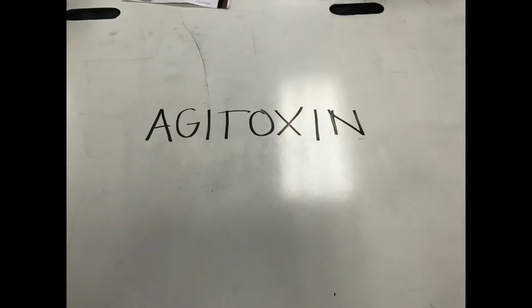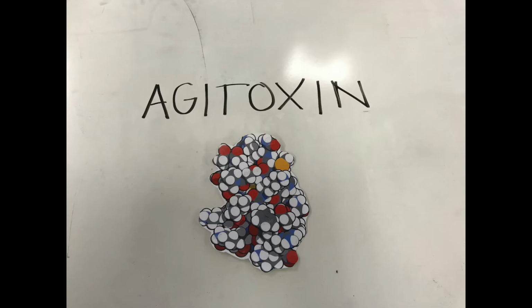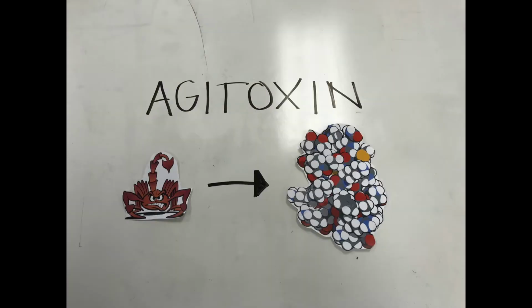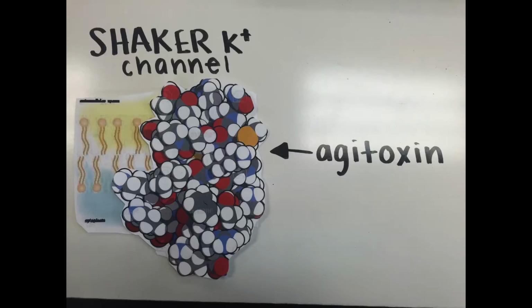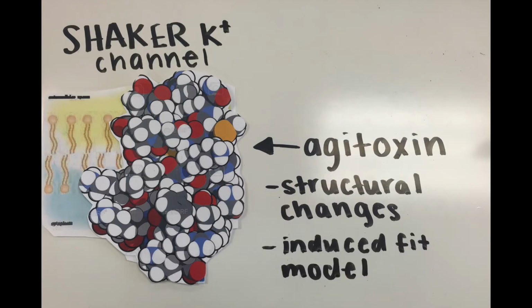Agitoxin is a neurotoxin, and this is its structure. It's found in scorpion venom. Agitoxin's role is to allow various protein complexes to be enacted. It does this by blocking the Shaker K+ channel, sitting on the channel and preventing its opening by movement of different side chains, allowing various protein complexes to be enacted.